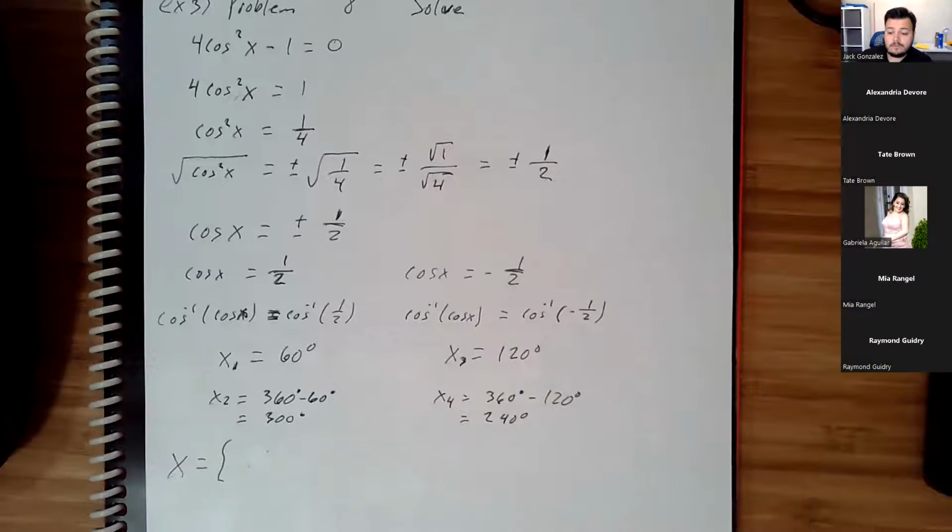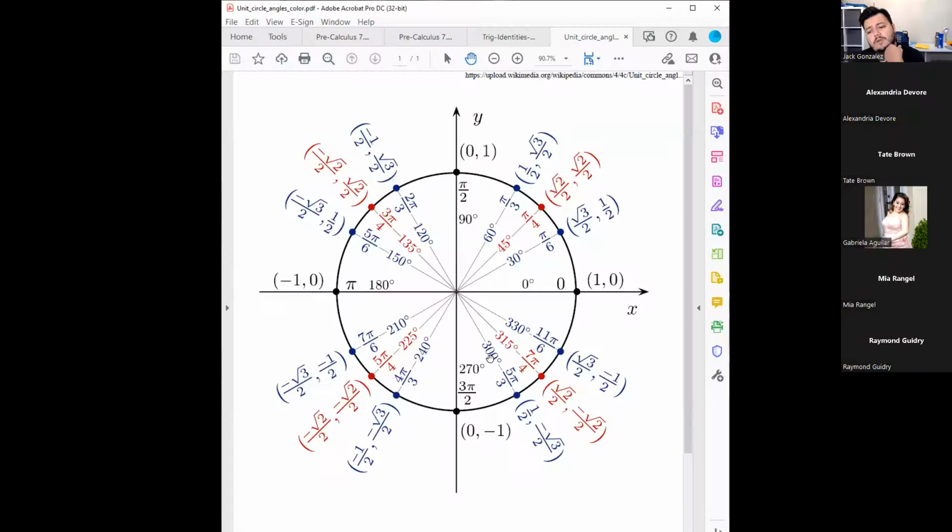To look at your circle, let me find it. Okay. All right, so here we go. 60 degrees is pi thirds. I'm gonna write that down real quick. Pi over 3.